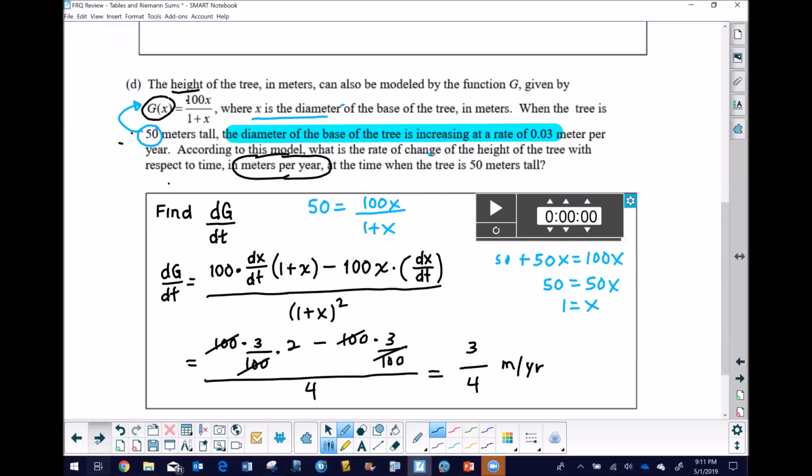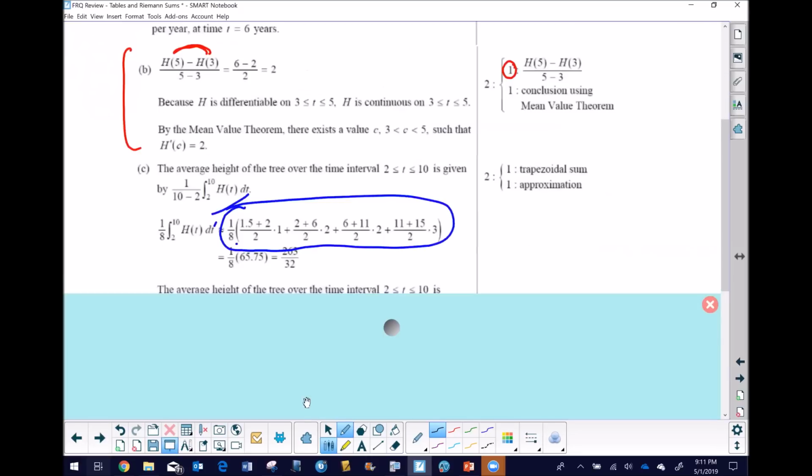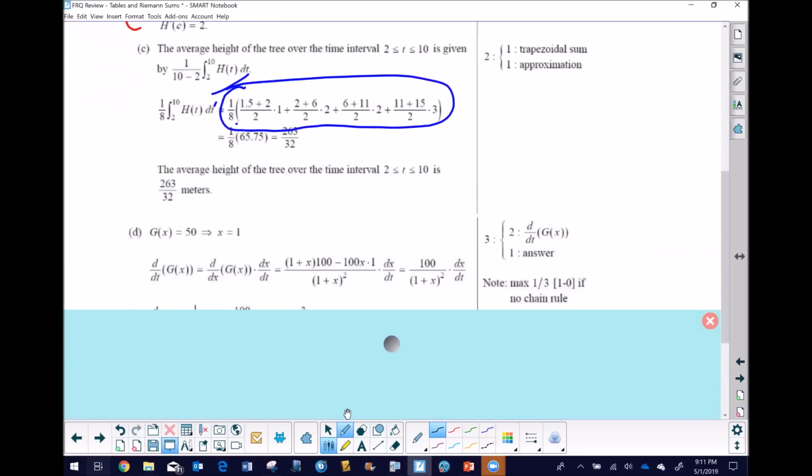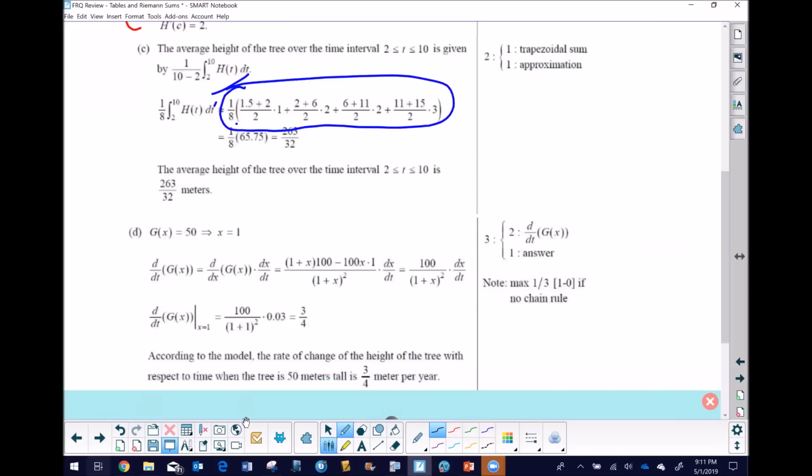And if we look at the scoring rubric for this, it's probably pretty orthodox. The only thing they did differently is they found that value of x a little earlier. Here's their quotient rule work. They did something different than I did. They simplified the quotient first and then they plugged in, but you're going to get the right answer either way.